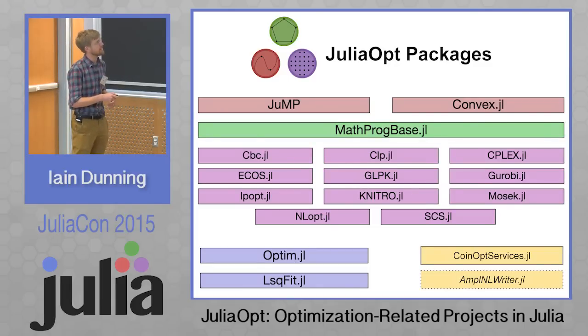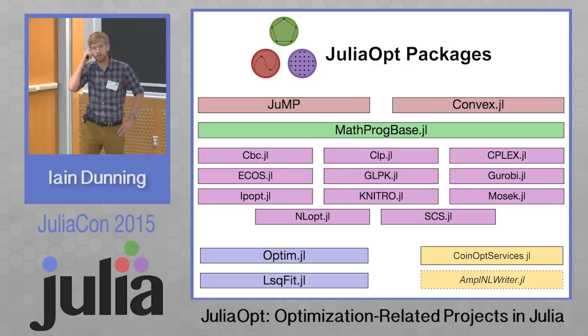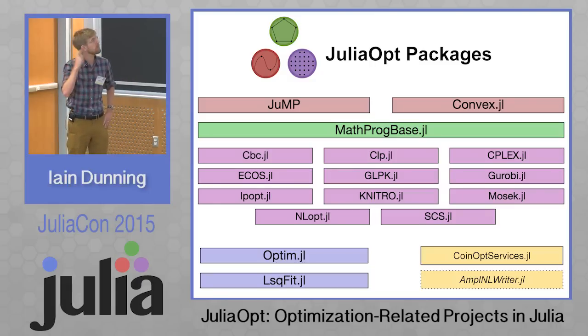This one's in dotted lines because it's soon to be added. It was in the provisional acceptance stage. We haven't moved it in yet. But at the top, we have JuMP and Convex, which are two different ways to model optimization problems. And I'm going to talk a lot about that because modeling is something that's very interesting to me and we've put a lot of thought into.